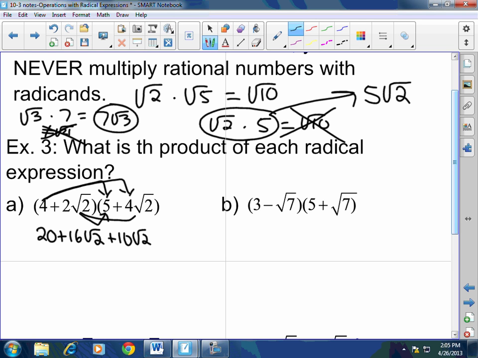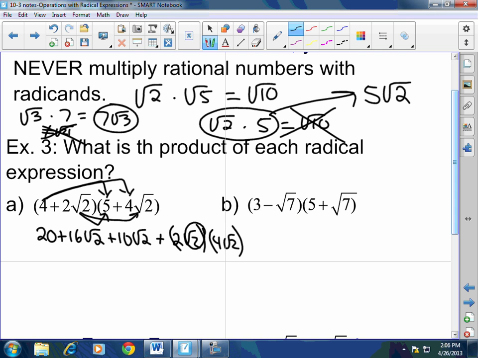And then 2 square root of 2 times 4. I love this one. Look. Wait, hold on. 2 square root of 2. Let me show you what happens here. Times 4 square root of 2. You guys got to start doing stuff in your head a little bit. What's 2 times 4? 8.